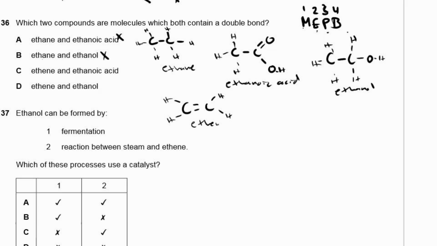This is ethene. Yes, there's a double bond in ethene. There's a double bond in ethanoic acid. So the answer should be C. Again, we look at this one, ethene. Yes, there's a double bond here, but there's not an ethanol. So the answer is C.